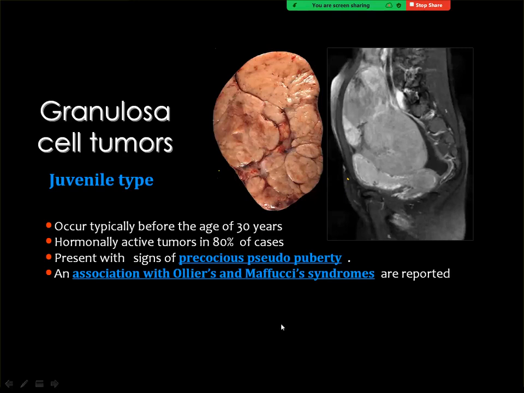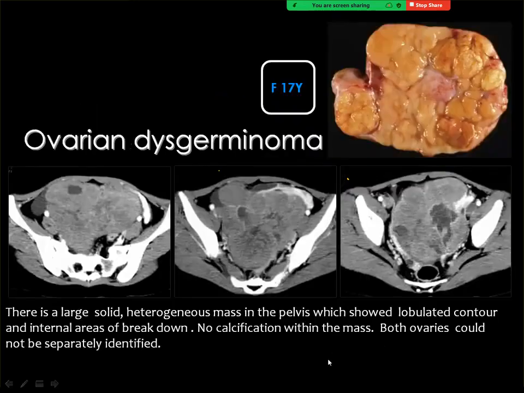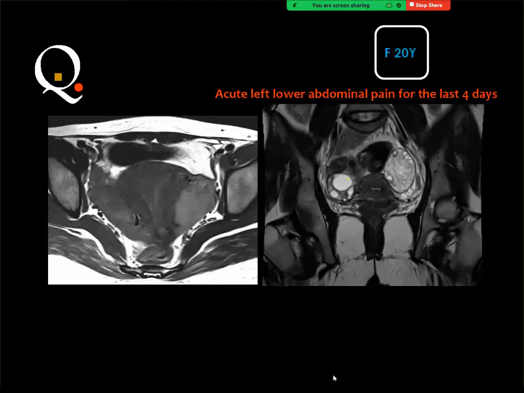And you know you have two types of dysgerminoma in the ovarian type, the juvenile type and the adult type. And this may present with precocious pseudopuberty, and it may have some association with Ollier and Maffucci syndromes. The characteristic appearance is a very big mass in the pelvis. It may be totally solid, may have some cystic changes, or may have a predominantly cystic appearance with some solid component, especially in this particular age group, and you can diagnose ovarian dysgerminoma.